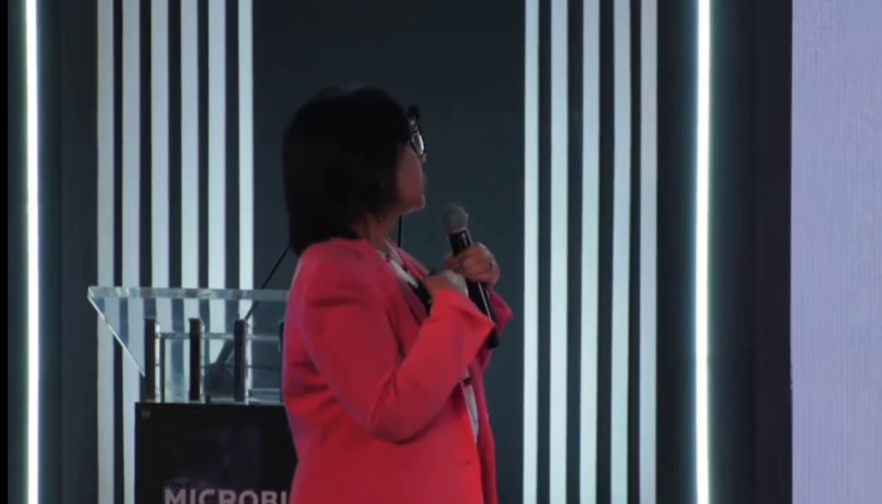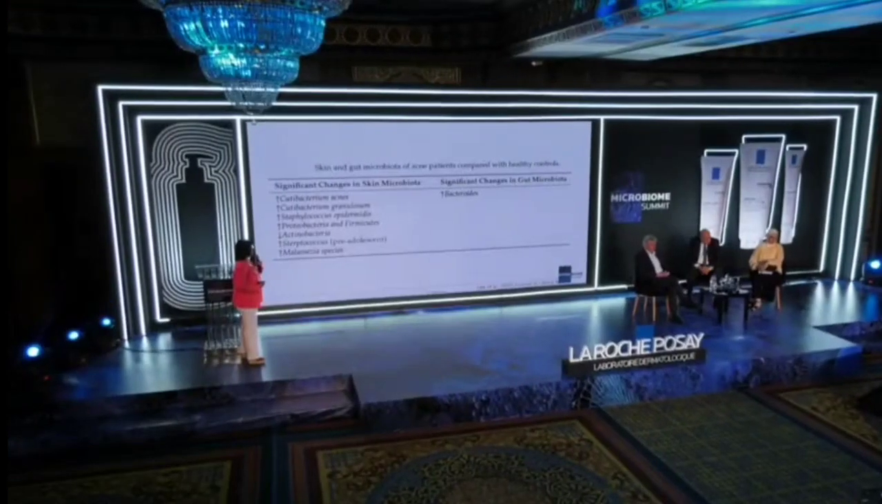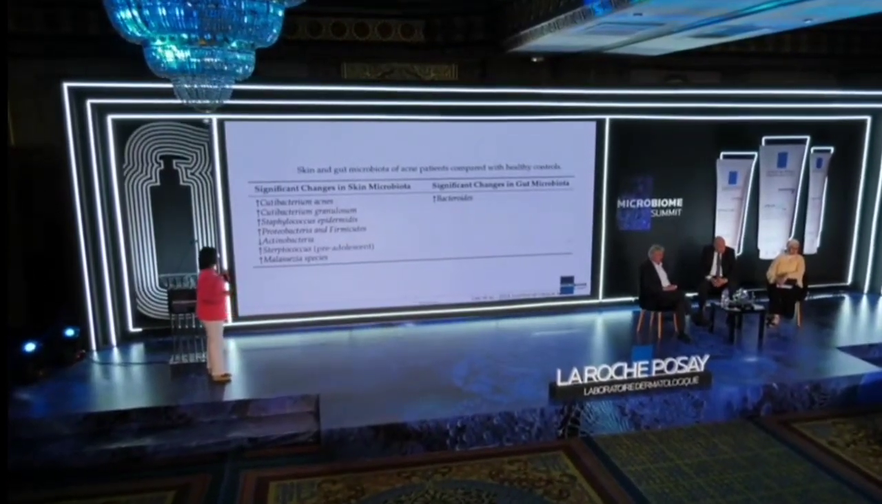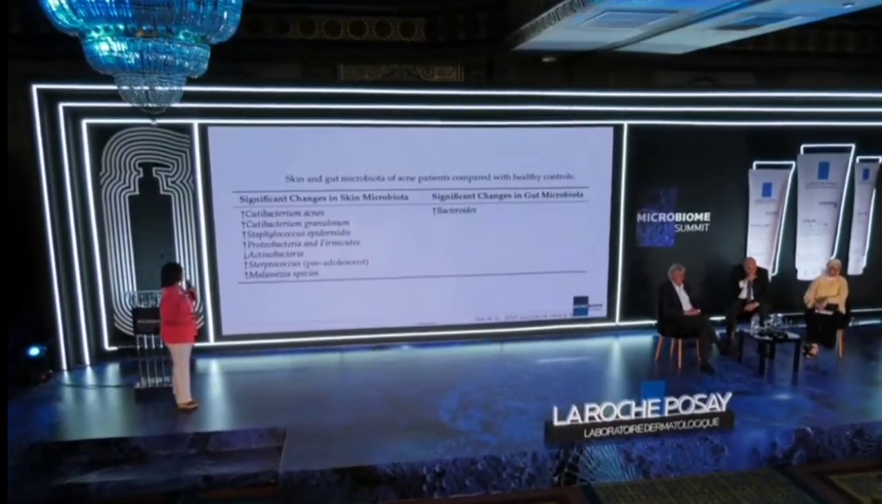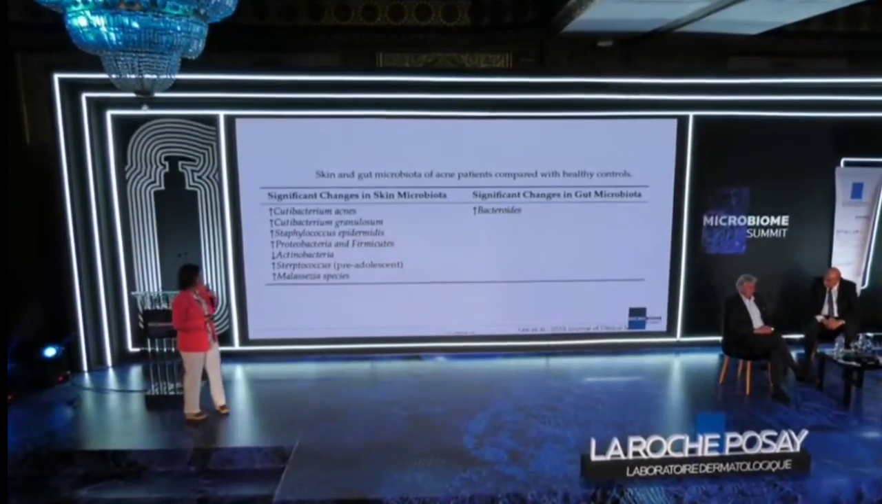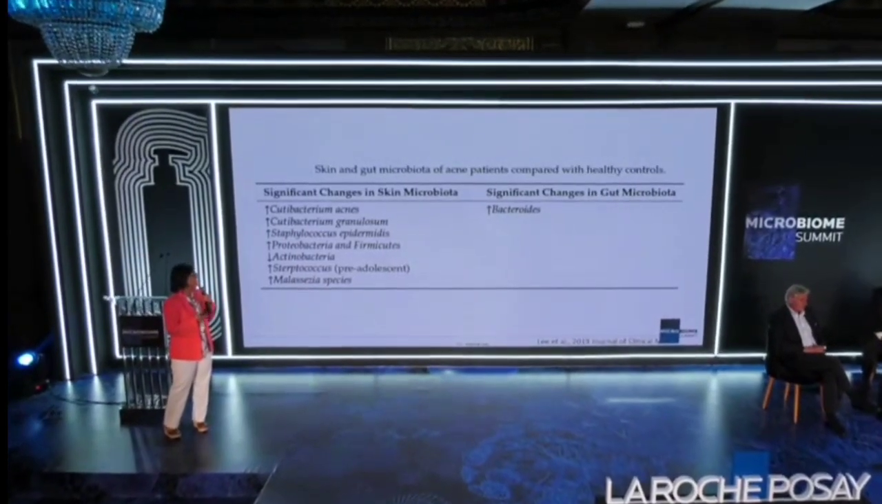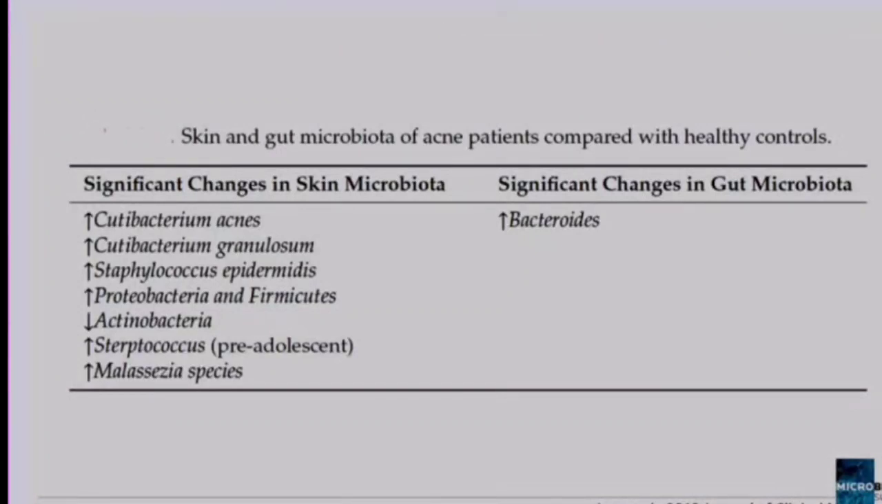In addition, there are some changes in other microbiota, not only an increase in Cutibacterium acnes, but also Cutibacterium granulosum, Staph epidermidis is increased, Proteobacteria and Firmicutes are increased in acne patients. There is a decrease in Actinobacteria, and there is a decrease in Streptococcus in pre-adolescent acne, and there is also an increase in the Malassezia species in the skin. While in the gut, there is an increase in the Bacteroides. What is the relation between the gut and the skin? It will come.